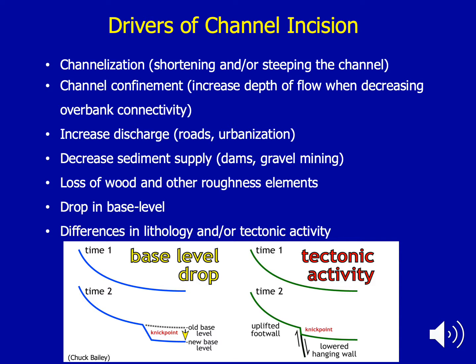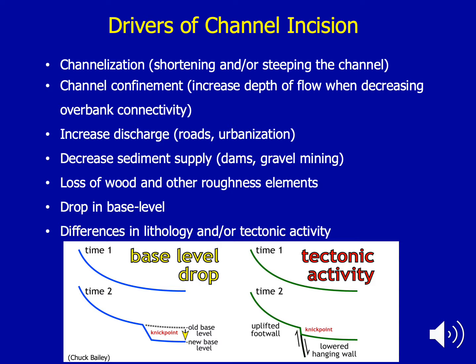So why do we have channel incision? It's both an anthropogenic induced phenomenon as well as a natural one. But human anthropogenic effects generally include channelization, where you shortened and steepened a channel, any kind of channel confinement from roads to levees, increases in discharge, decreases in sediment supply, dams and gravel mining, particularly in California, and loss of wood and other roughness elements.